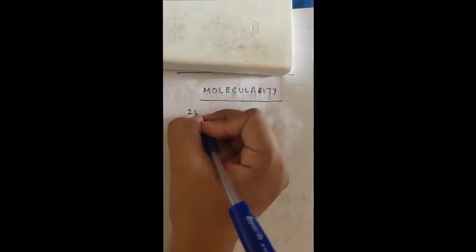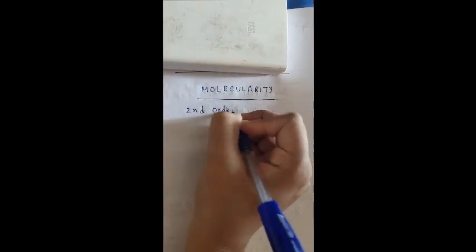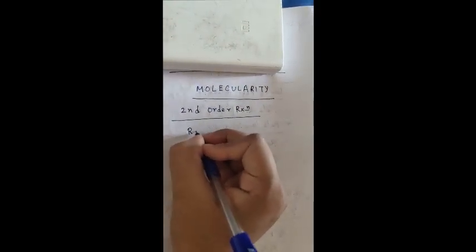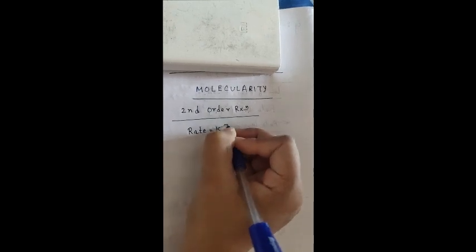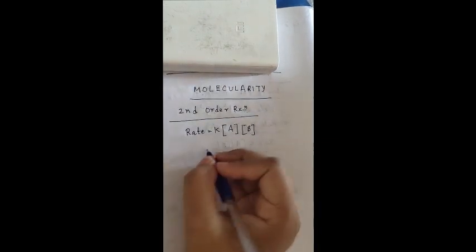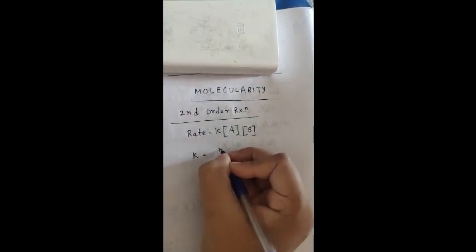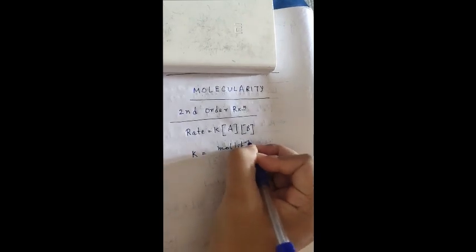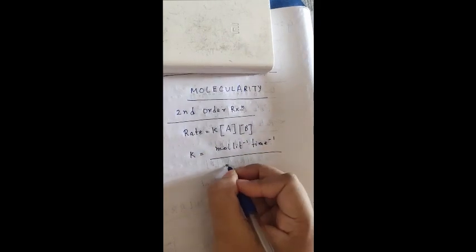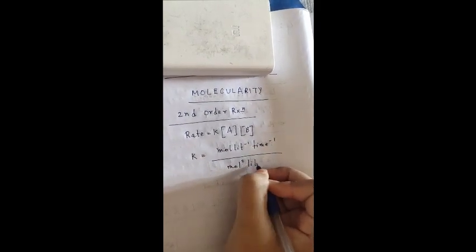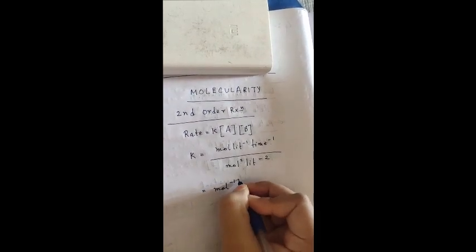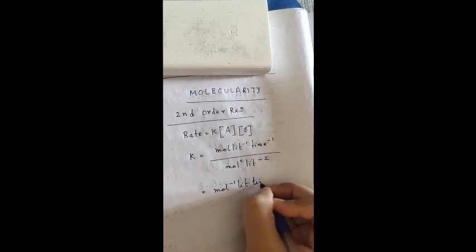For a second order reaction, we can write rate is equal to the rate constant K times two concentrations. It can be A into B or A square also. So K is equal to the unit of rate, mole per liter per time, divided by two concentrations, so mole square liter to the power minus 2. So what we get is mole inverse liter time inverse.